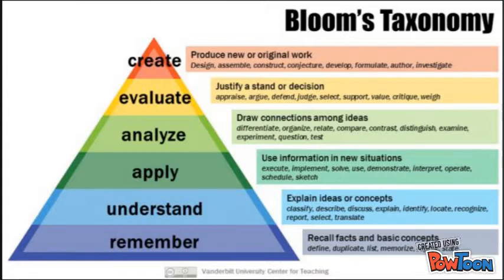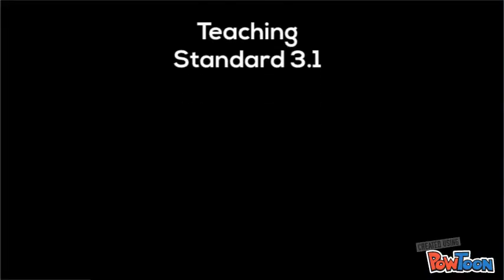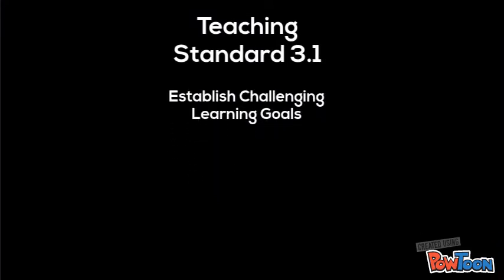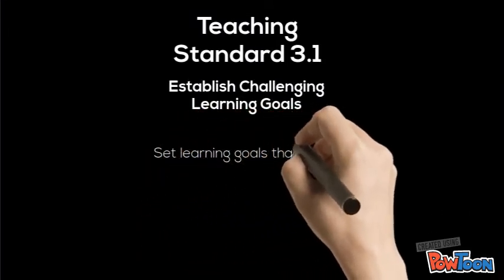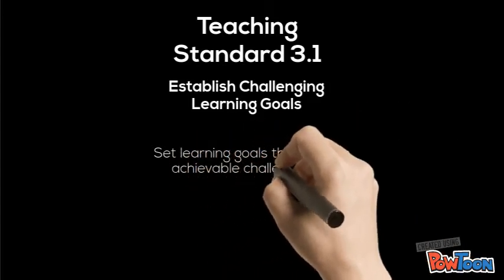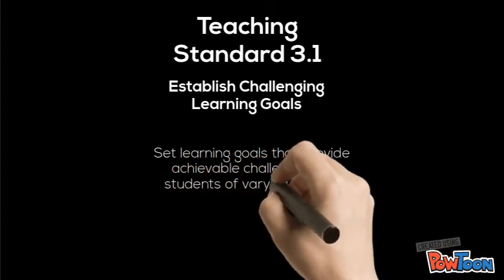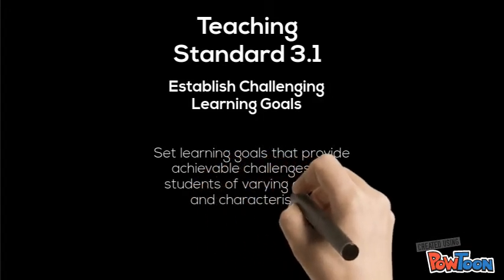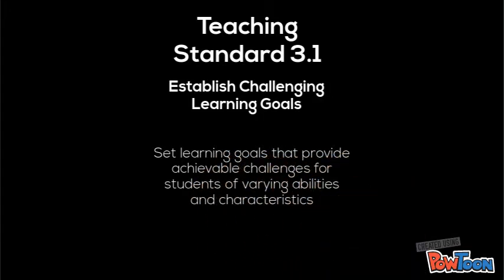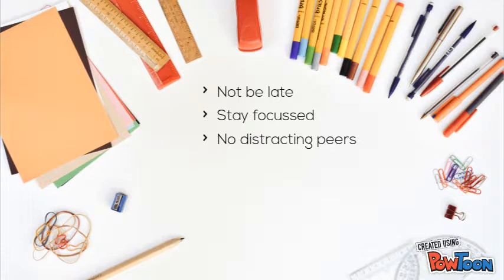a simple yet effective way of clearly stating goals achievable by the student. I thought this would be an effective way of showing James that he can reach his goals. So I utilised Teaching Standard 3.1, titled Establish Challenging Learning Goals, which states, set learning goals that provide achievable challenges for students of varying abilities and characteristics in relation to Bloom's taxonomy. I thought that by clearly stating the goal that James had to achieve by the end of the lesson and week would motivate James to not be late, to stay focused, and not distract his peers.